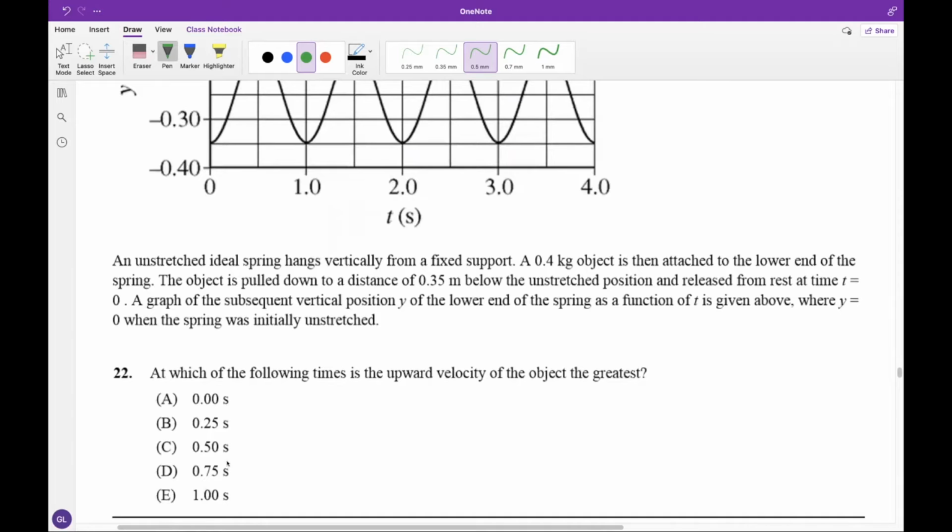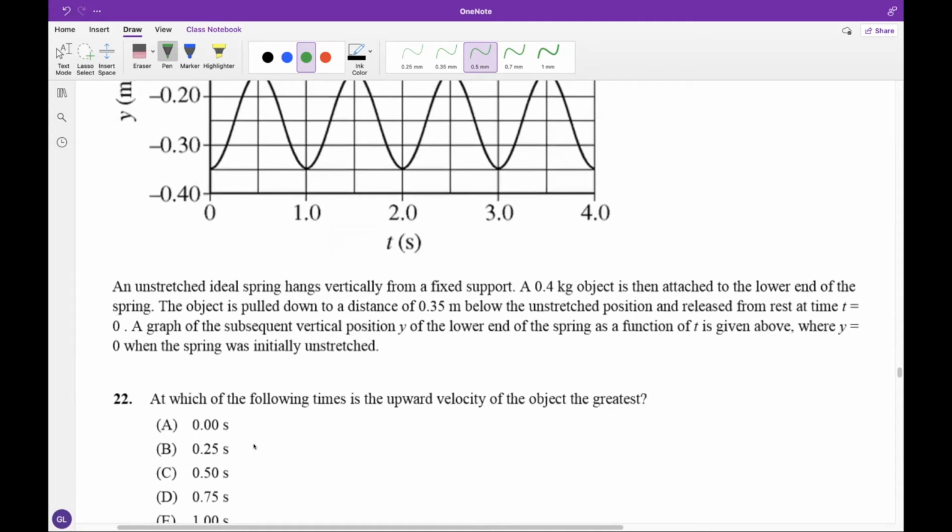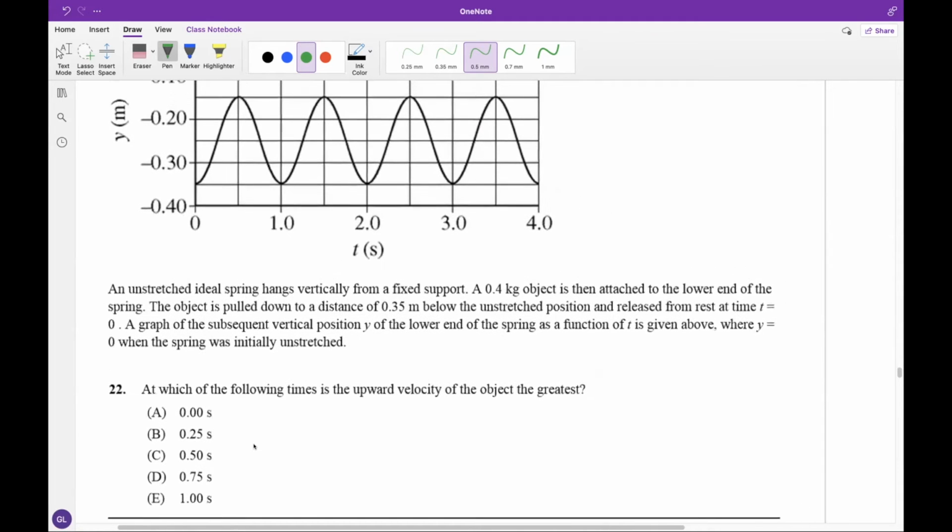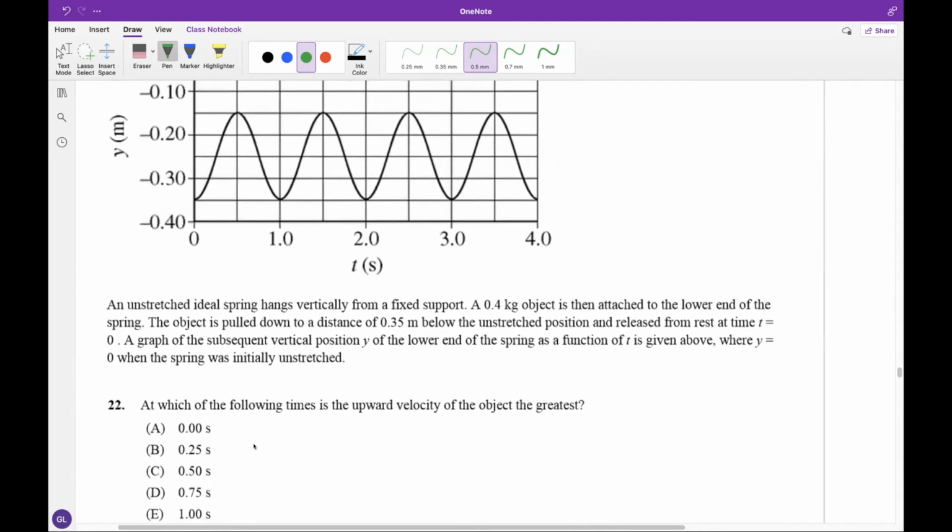So I'll give you guys a minute. I'm sorry, I'm trying to be able to fit it all. Okay, so there's the graph and the answer choices. When is the upward speed the greatest? Or sorry, upward velocity. We are talking about direction, so we should be specific there.